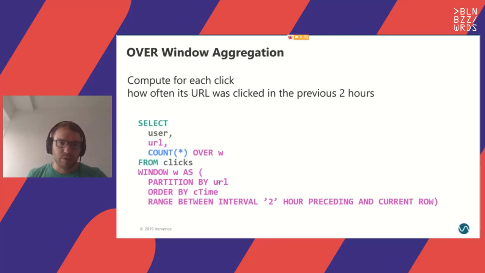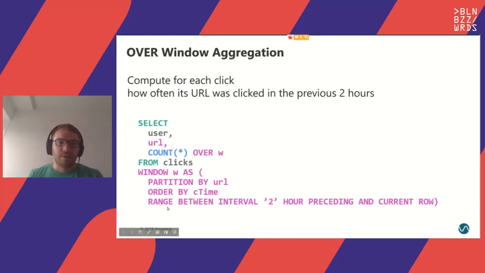So we want to know how often each URL was clicked, so we partition by URL. We have to give an order by clause, an order condition here. And in the order by clause, we put the click time. Here again, this is the point where we have to tell the system we want to perform this operation based on our time attribute that the table provides.